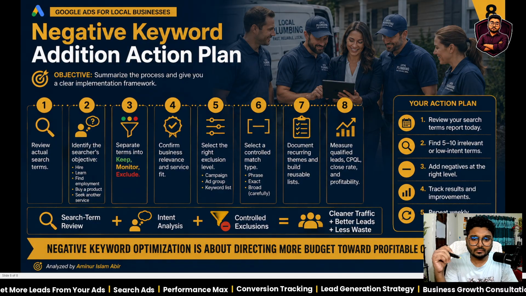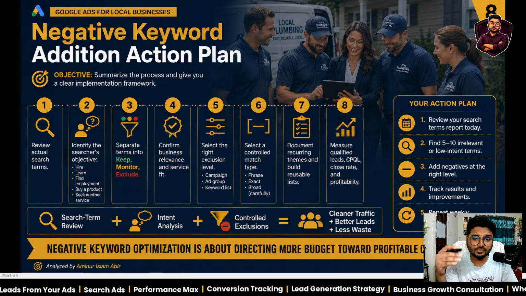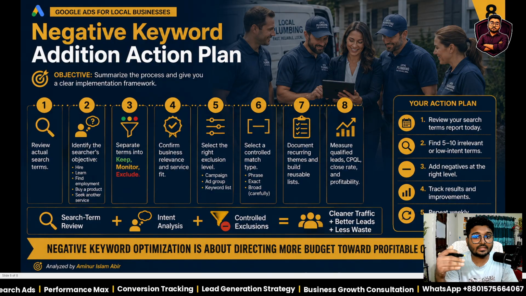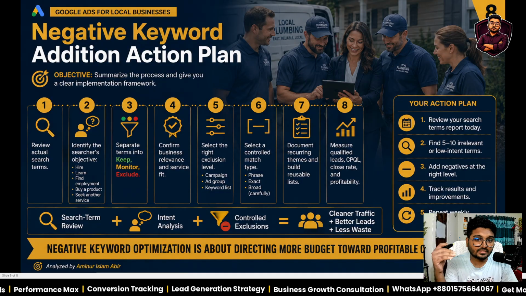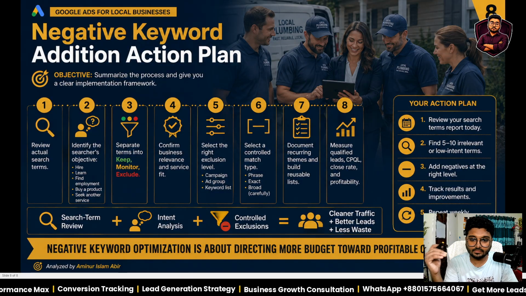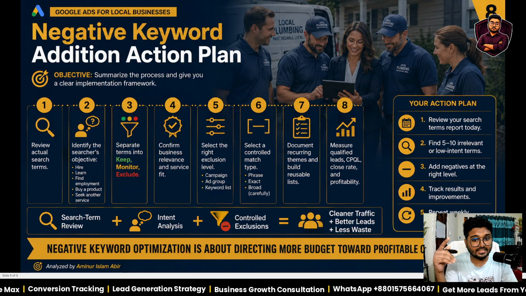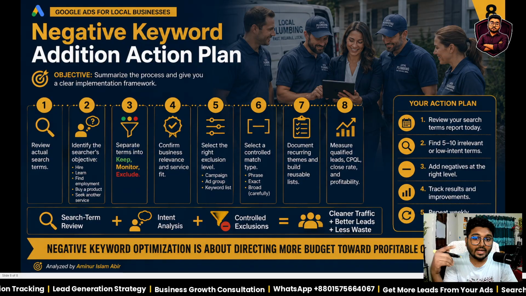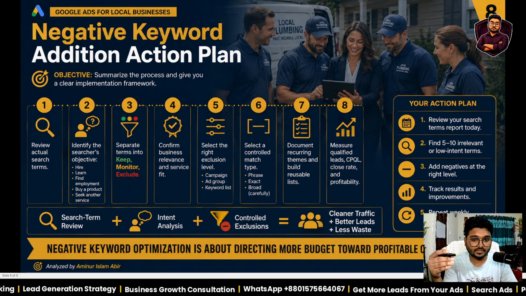Step 4. Check business relevance. Confirm whether the service is offered, whether the person matches the target customer, whether the location is covered, and whether the search has business value. Step 5. Choose the right level. Select account, campaign, or ad group level based on where the term is truly irrelevant.